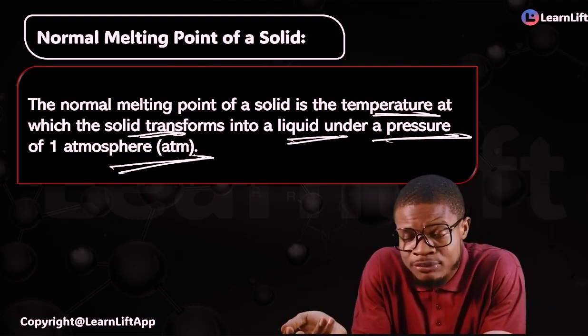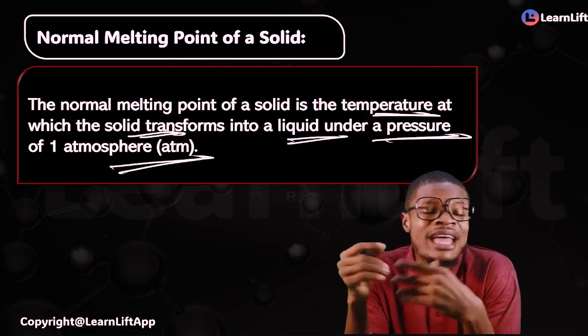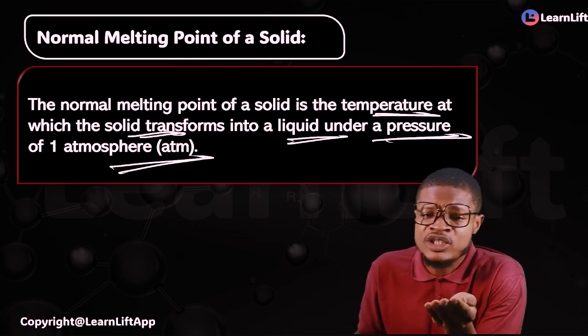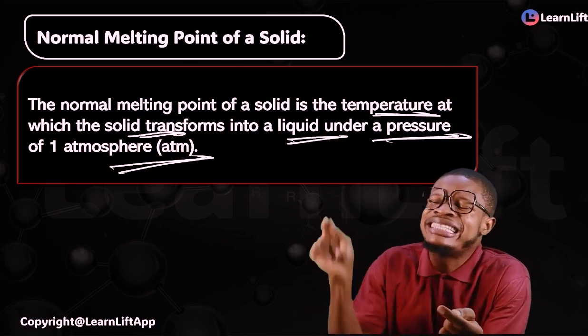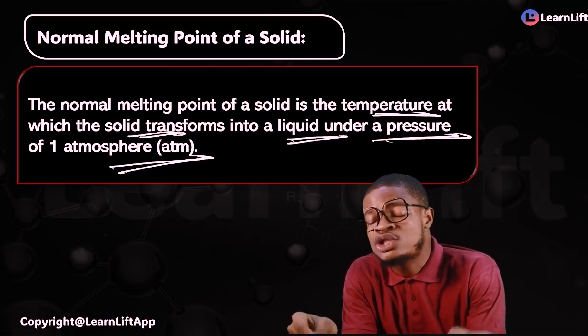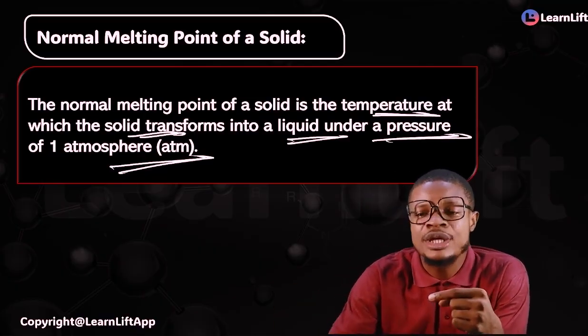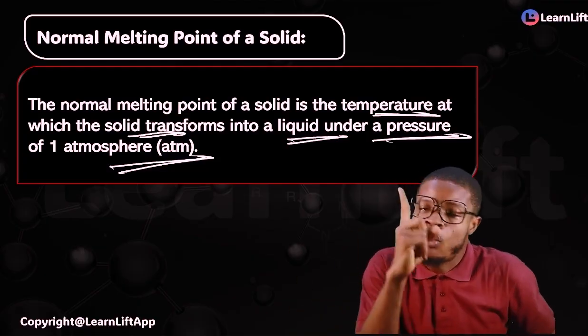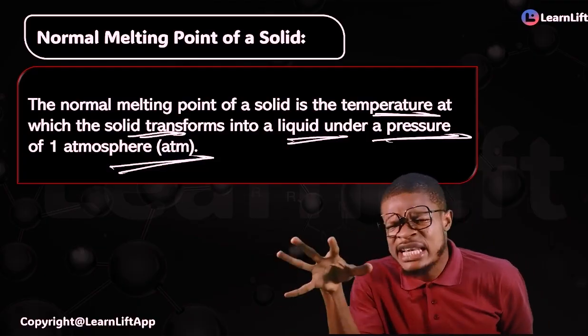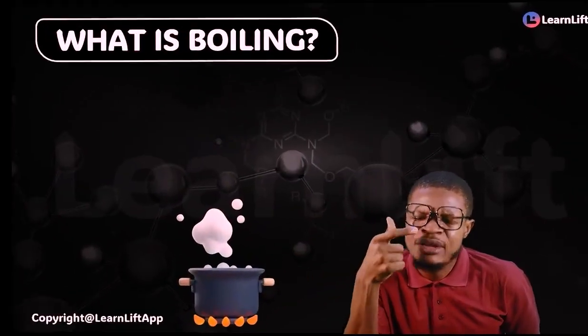And 1 atmosphere there is what? 1 atm. So if they ask you, what is the normal melting point of a solid? The normal melting point of a solid is that temperature at which a solid transforms or transitions into liquid under a pressure of what? 1 atmosphere. Please note this.